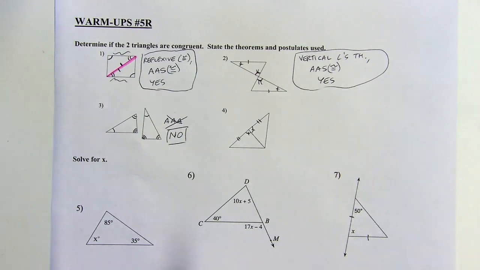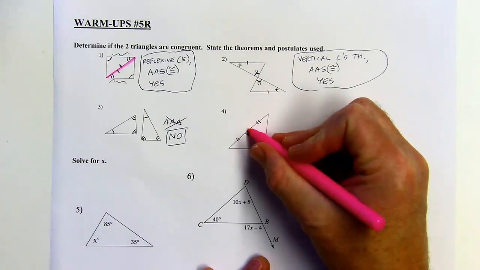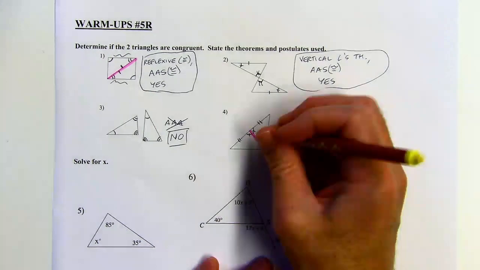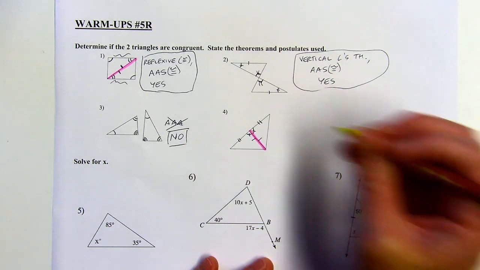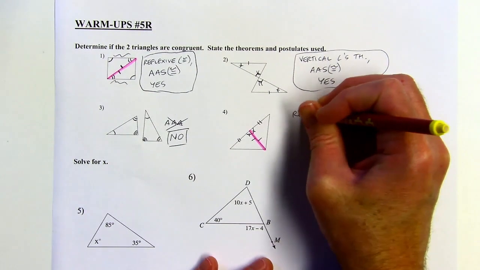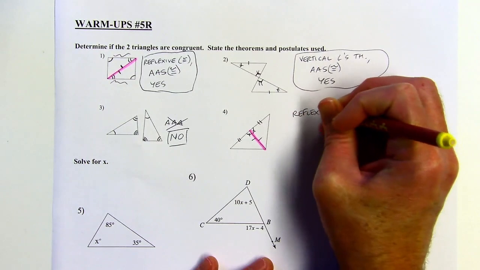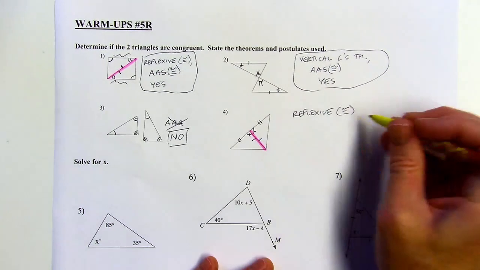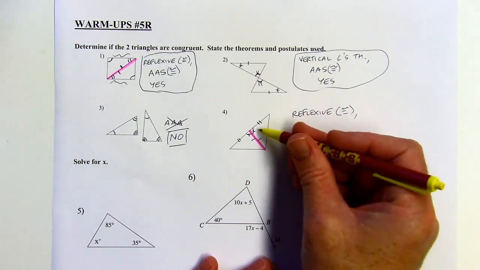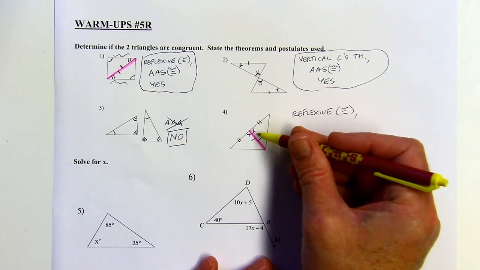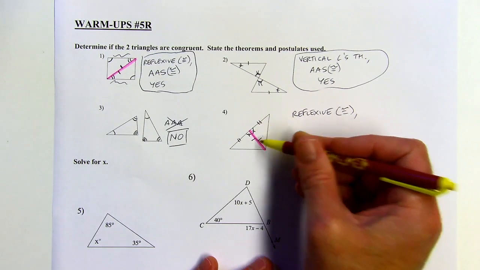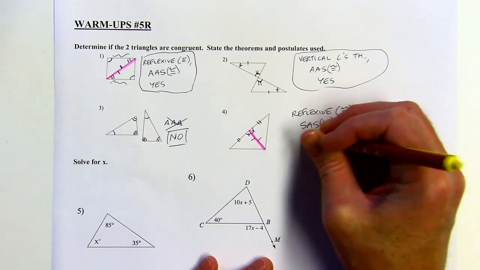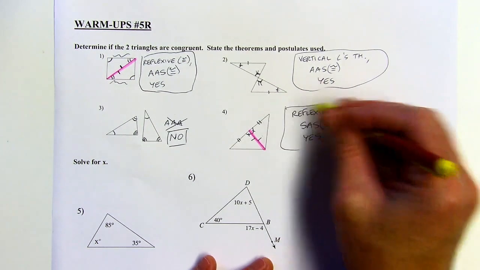Okay. This one, again, we've got this shared side. Anytime you have two triangles kind of stuck together like this, then you can use the reflexive property of congruence. So here I'm going to use reflexive property of congruence to get that shared side. And now I've got two sides and an angle. This is the included angle, right? That angle is between the two marked sides, so this would be SAS. Okay, and then my answer is yes, those are congruent triangles.